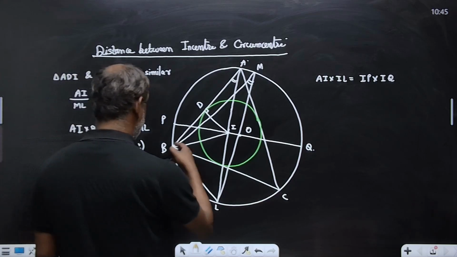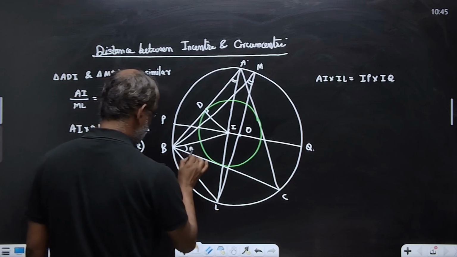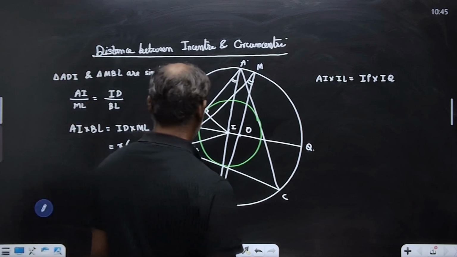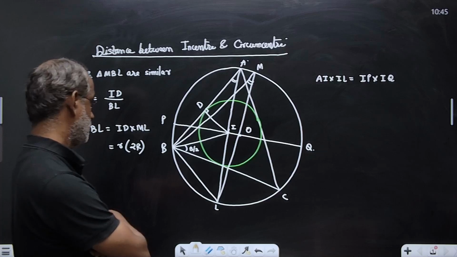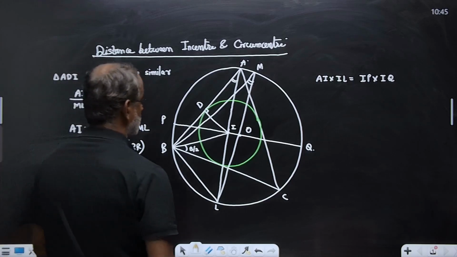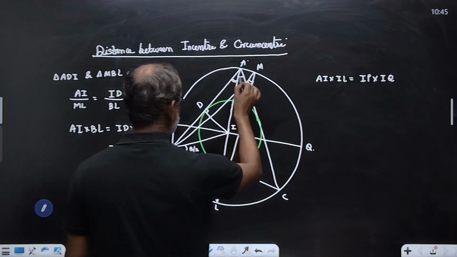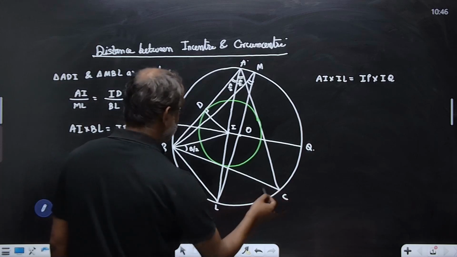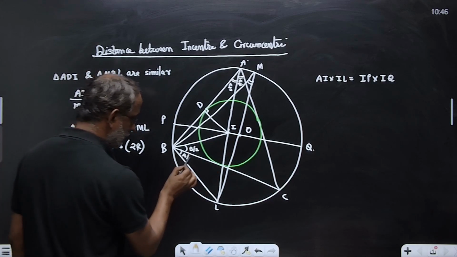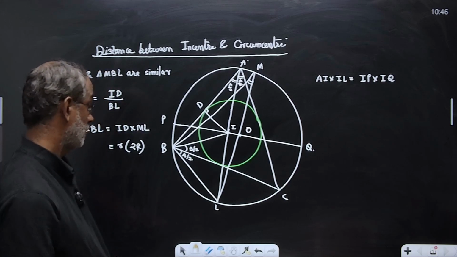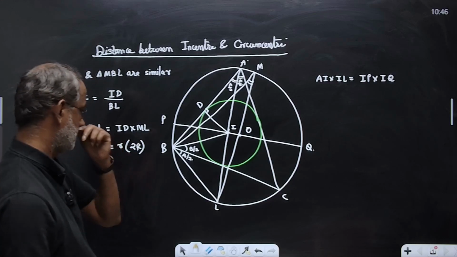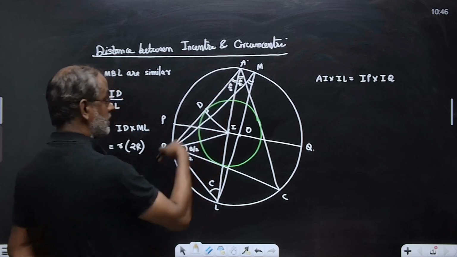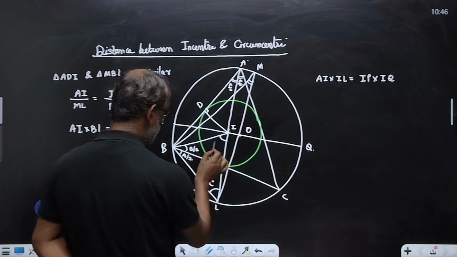Now, since this is the incenter, we can find this angle. Suppose this angle is B by 2. See, this angle is A by 2. So chord CL subtends an angle A by 2 here. So this will be A by 2, and this is B by 2. So this angle is C. Angle in the same segment, so this is A plus B by 2. So this is also A plus B by 2.